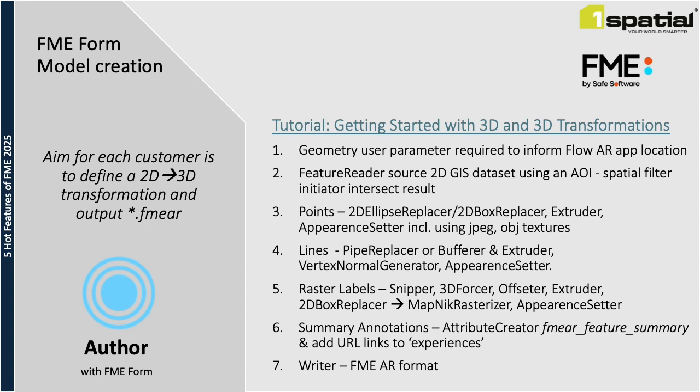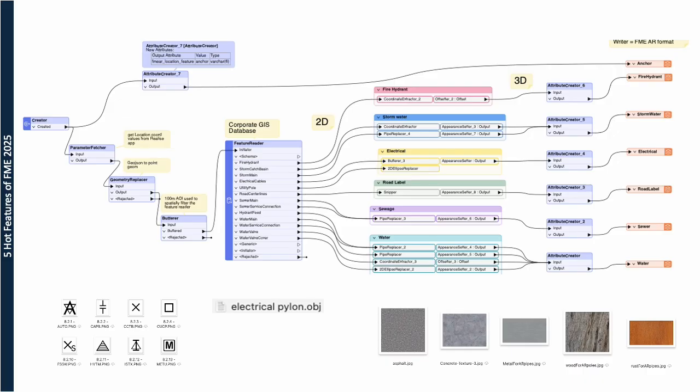We need geometry, and we need a FeatureReader transformer in order to clip or spatially filter the data that you're extracting, and we take points and lines and build some labels in a 3D sense. Lots of transformers there listed out, and there's an FME annotation summary, which is basically the attributes, as well as building in URLs and HTML within that annotation such that you can have experiences. We write the data out as an FME AR.